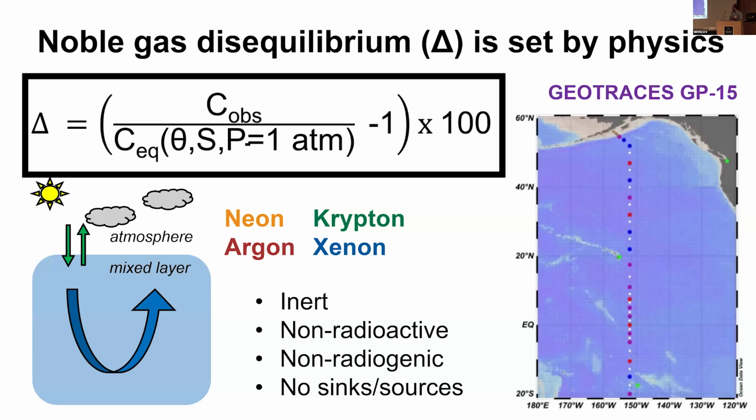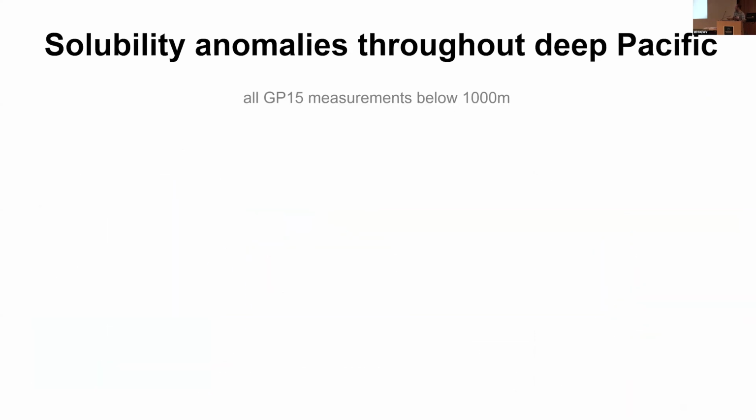And so over the last 10 or 15 years, we've gotten much better at measuring noble gases and their disequilibria in the ocean interior. We've learned a lot, but there was a really unique opportunity to gain some new insight into the structure of noble gas disequilibria on a recent GeoTraces cruise. This is the GP15 section from about 20 south up to 55 north along 150 west in the Pacific. And so here I'm going to look at the deep noble gas disequilibria along this transect.